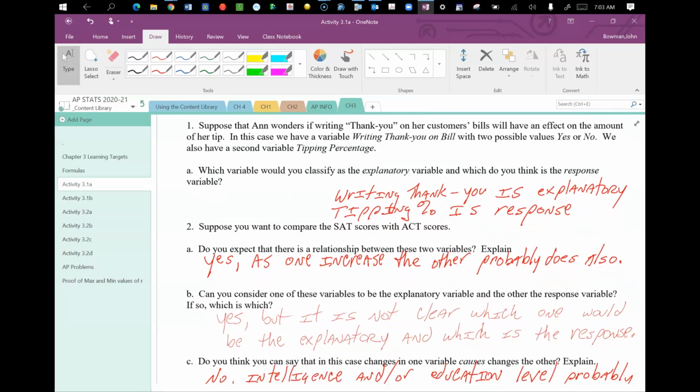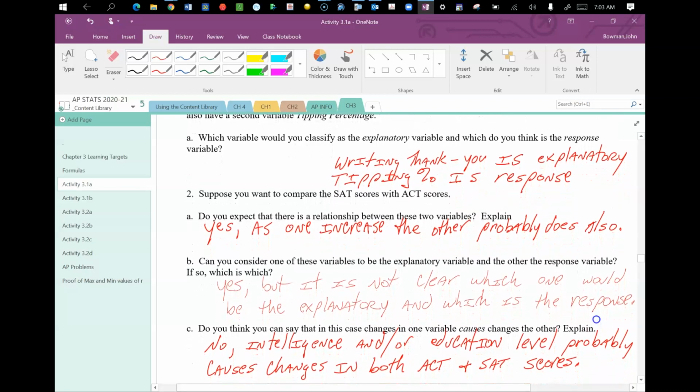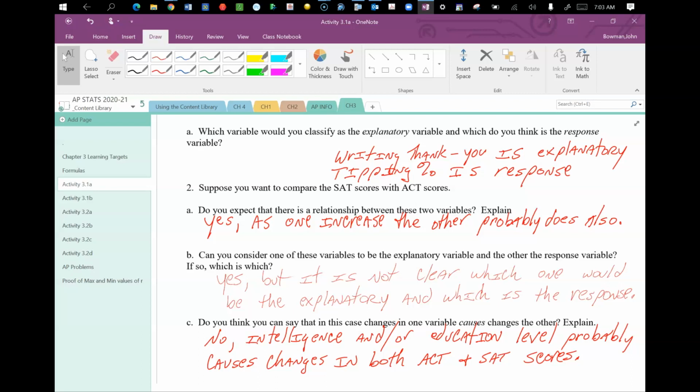hopefully you were a little bit confused by that and you weren't really sure which one would be the explanatory and which one would be the response variable there. Well, I would agree with you on that. In that case, well, actually, in any case, we can decide what we want the explanatory variable and what we would want the response variable to be. Unlike in the first example, we would typically think of writing thank you as preceding the tipping percentage, but we don't have to do it that way.